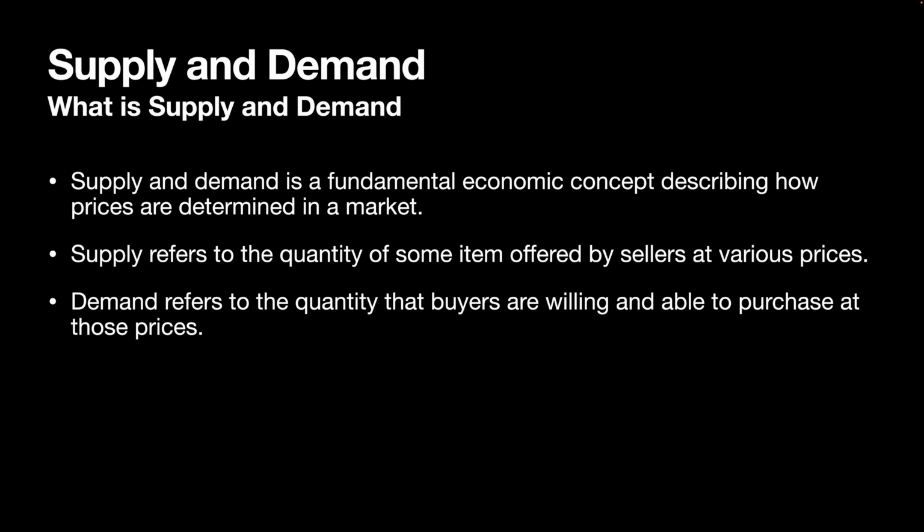So to start, supply and demand is a fundamental economic concept describing how prices are determined. Supply refers to the quantity of some item offered by the sellers at various prices, and demand refers to the quantity that buyers are willing and able to purchase at those prices. You can think about it in terms of stocks, right? If you have more shares available to be sold than there are people willing to buy, eventually people will set bids that are lower, and the sellers might meet those bids and prices will start to fall.